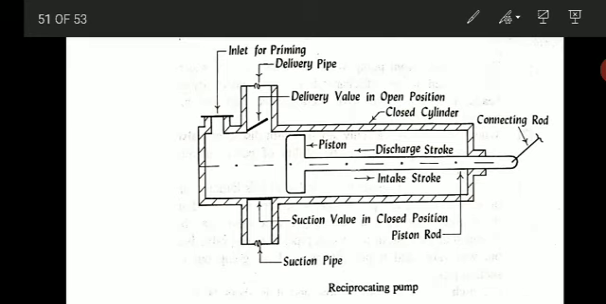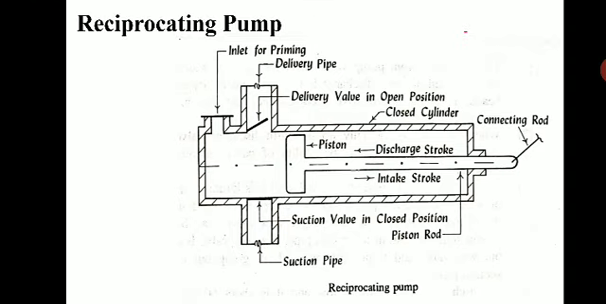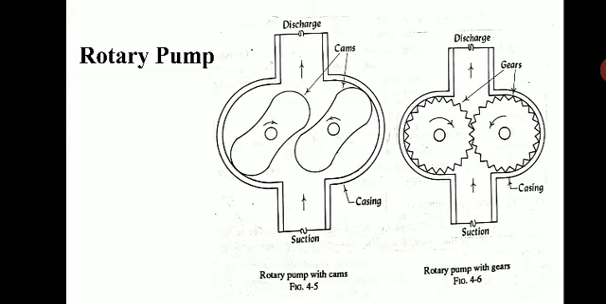So these are all the disadvantages of the reciprocating pump. Then we'll see what is meant by rotary pump. The word rotary tells us that there is a rotation. In this type of pump the reciprocating motion is substituted by the rotary motion. So here the rotary motion is used, so that is called a rotary pump.